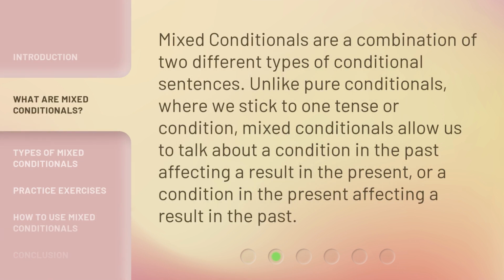Mixed conditionals are a combination of two different types of conditional sentences. Unlike pure conditionals, where we stick to one tense or condition, mixed conditionals allow us to talk about a condition in the past affecting a result in the present, or a condition in the present affecting a result in the past.